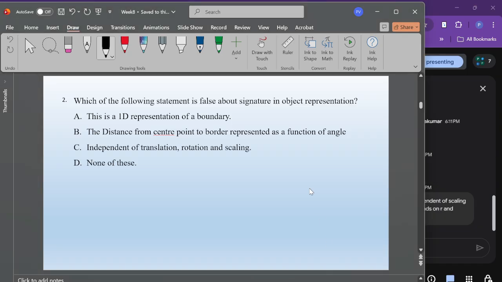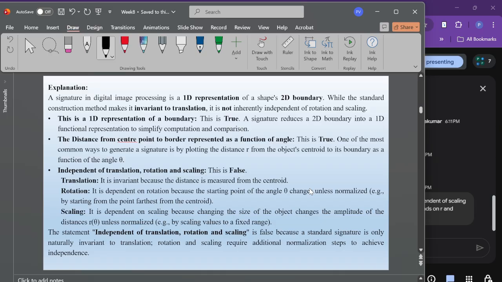Okay, so let's see the explanation. A signature in digital image processing is a 1D representation of the shape's 2D boundary. While the standard construction methods make it invariant to translation, it is not inherently independent of rotation and scaling.